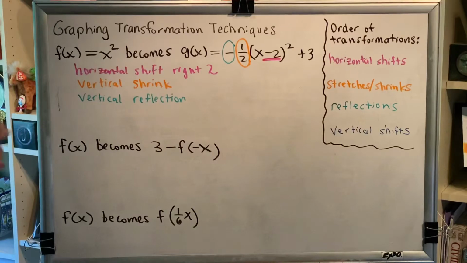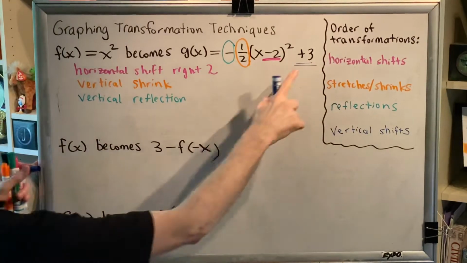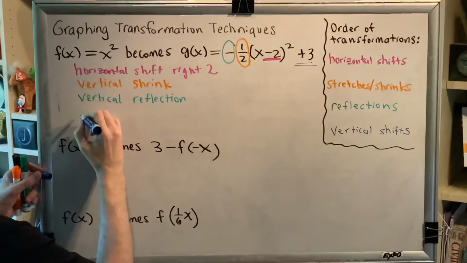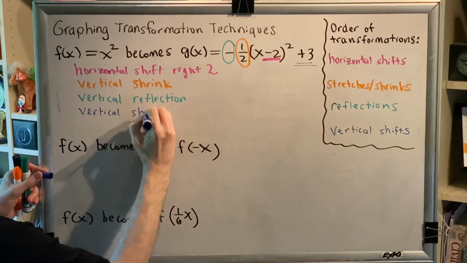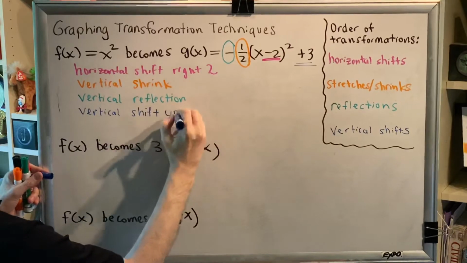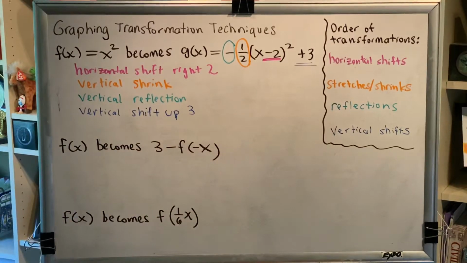And then finally, we're checking for vertical shifts. Vertical shifts is adding and subtracting outside far from x, which is indicative of this -3 here. So that is a vertical shift up 3. Okay, great. So we found all 4 transformations for this problem. We're ready to move on to the next one.